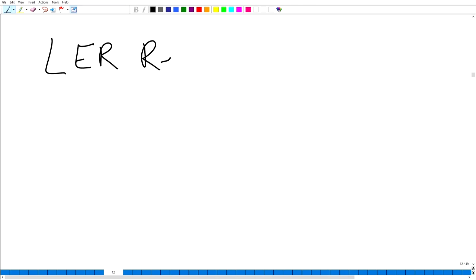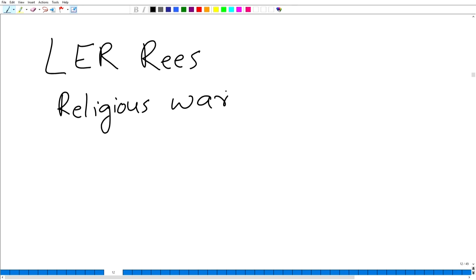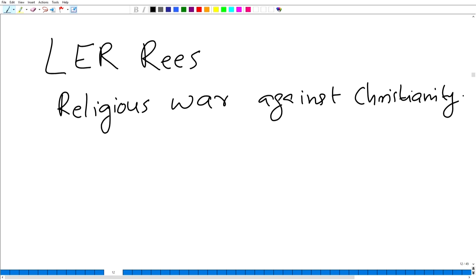The second version relating to the nature of the rebellion of 1857 comes from L.E.R. Rees. L.E.R. Rees states that the rebellion of 1857 was a religious war. It was a religious war against Christianity. The second opinion is provided by L.E.R. Rees, who considers the Great Rebellion of 1857 as a religious war against Christianity.